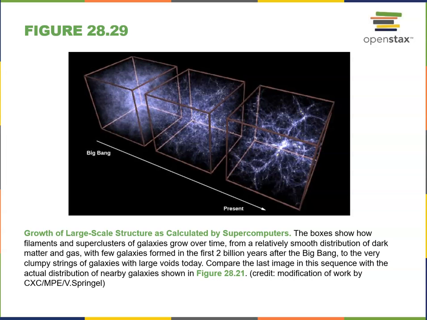So here we can see computer modeling about how large-scale structures grow over time. This model considers dark matter, and the axis on the bottom here shows a time scale, starting with the Big Bang and working through present. So you can see how it forms a relatively smooth distribution, and we get the strings of galaxies.